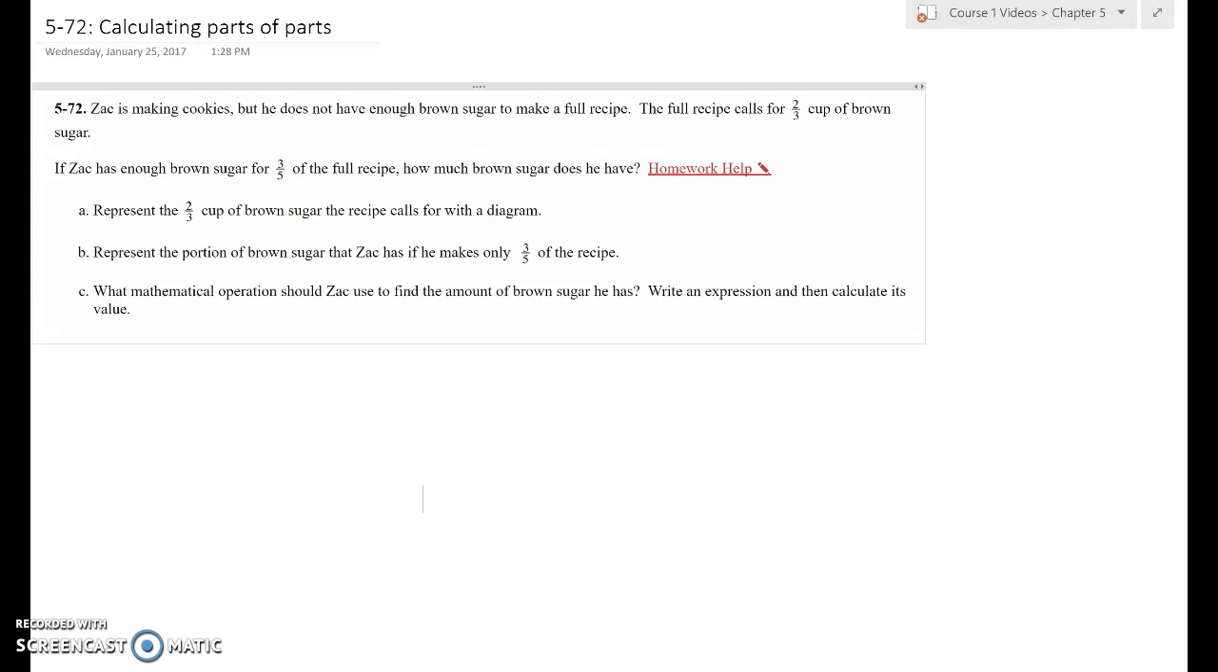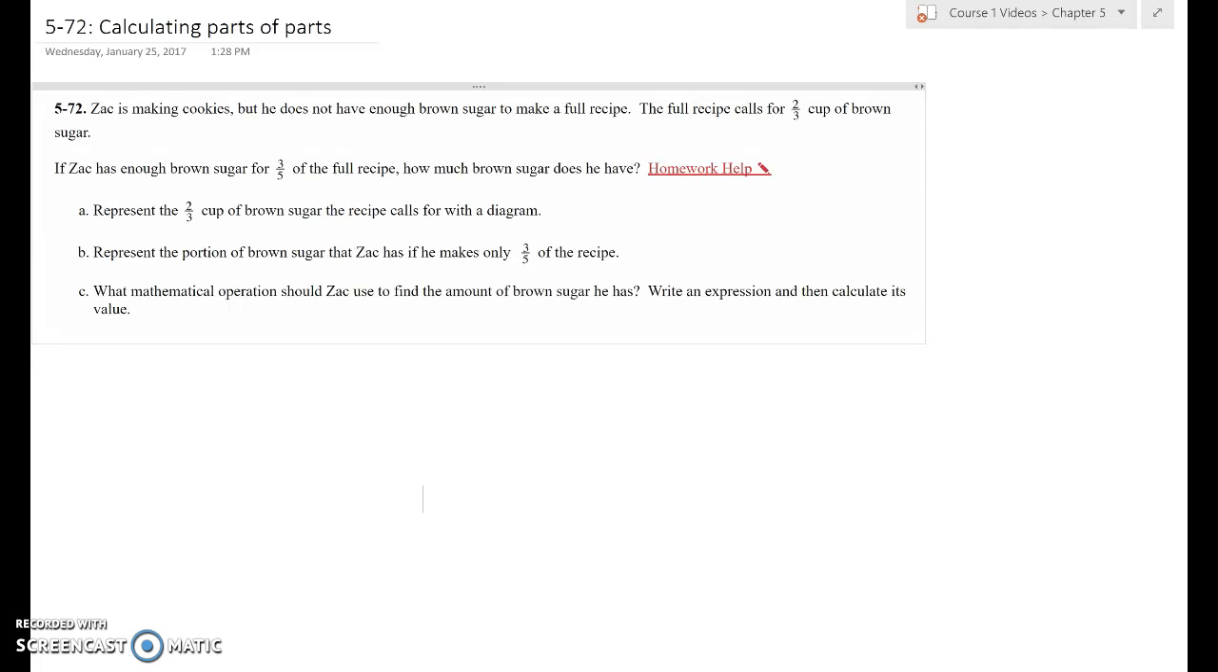All right. So Zach's making some cookies, but he doesn't have enough brown sugar to make a full recipe. Cool. So he's going to make part of a recipe. All right, the full recipe calls for 2/3 cups of brown sugar. If Zach has enough brown sugar for 3/5 of a full recipe, how much brown sugar does he have?